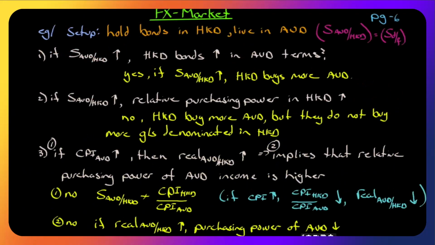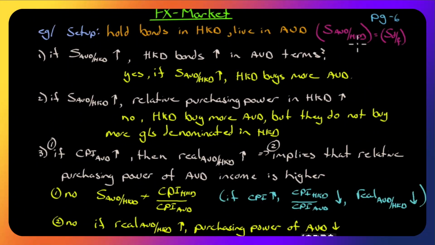Let's walk through one of the examples in the reading here. This is example 1. I'm not going to repeat it word for word. You can read it. I'm going to extract the highlights here. Here's the setup. You hold bonds in Hong Kong dollars, so you have bonds that are denominated in Hong Kong dollars and the interest payments are in Hong Kong dollars, but you live in Australia. So you're concerned about the exchange rate between the Australian dollar and the Hong Kong dollar. And notice I've expressed it in the form S D over F, the domestic currency being the Australian dollar, the foreign currency being the Hong Kong dollar.